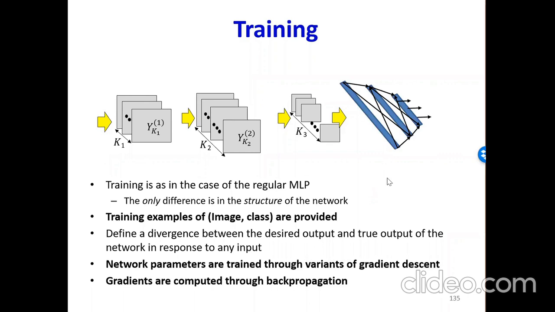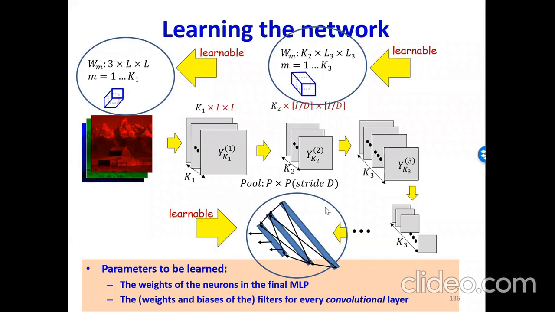Now, the parameters to learn are the weights of this final MLP and the weights and biases for every filter of every convolutional layer. So here we learn the weights for the MLP here and all of these filters, these guys, right?